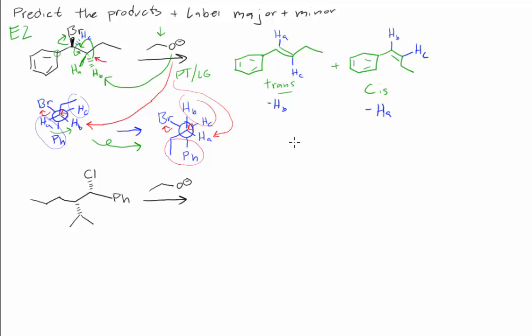And that's how we know that we're going to get a mixture of products. This is stereoselective, which means we have a mixture of 2 possible stereoisomers. It is not stereospecific, so this is stereoselective.